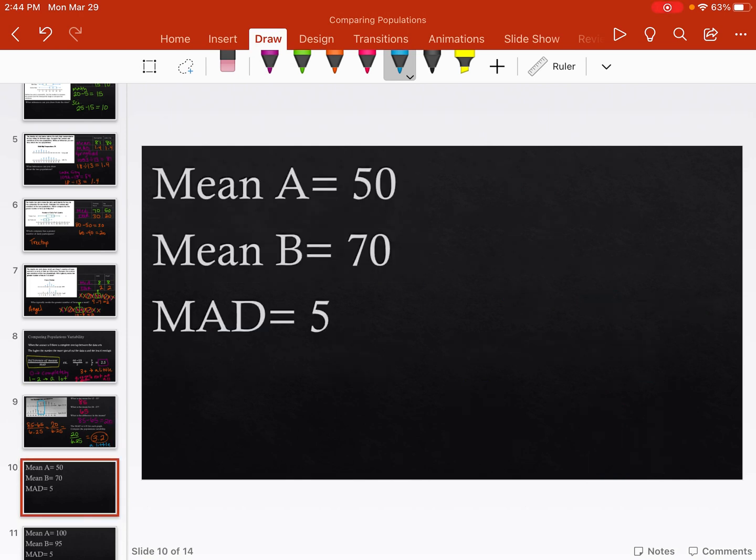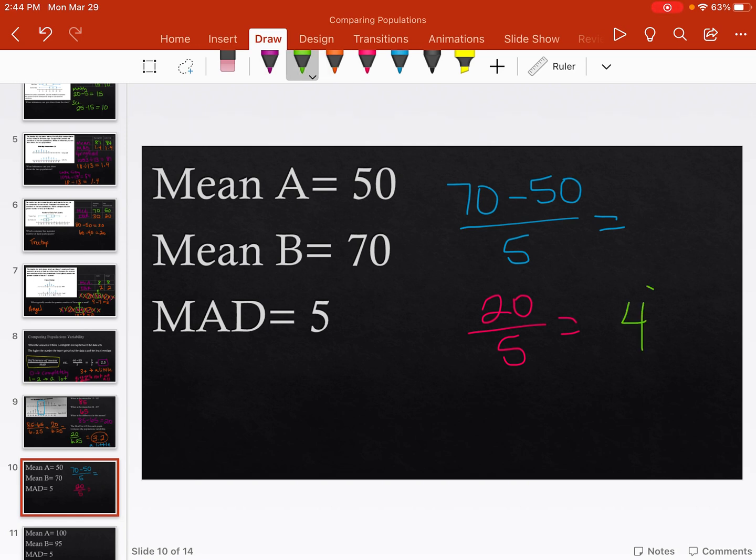Okay, here's another one, but without any pictures. So we're going to do the difference of the means divided by the MAD. So 70 minus 50 divided by 5. Okay, I get 20 divided by 5. And when I solve that, I get 4. So 4 would be, again, a little. You can't tell for sure if it's none, but it's definitely not a lot or completely.